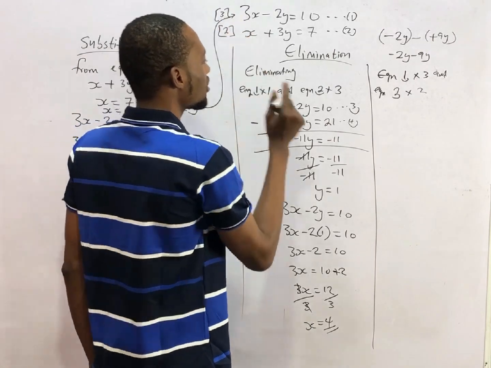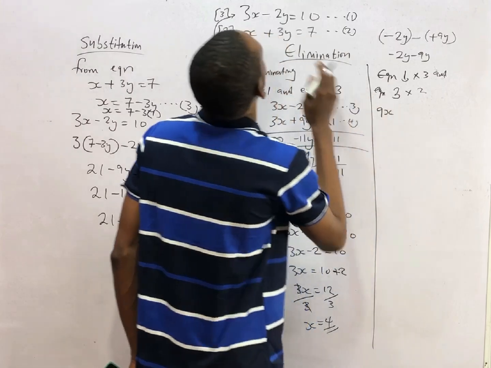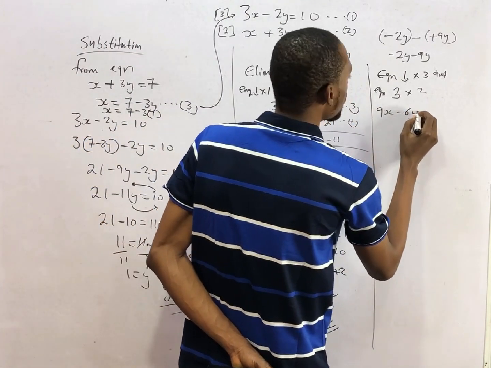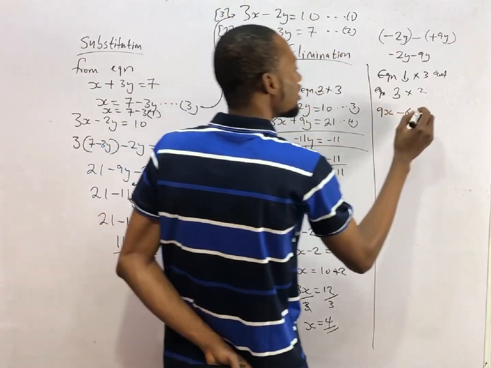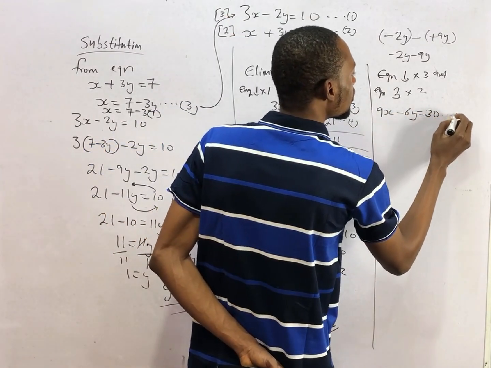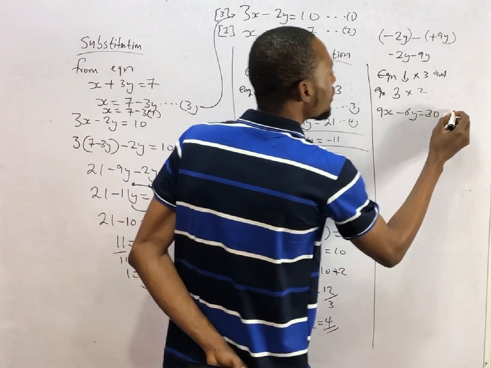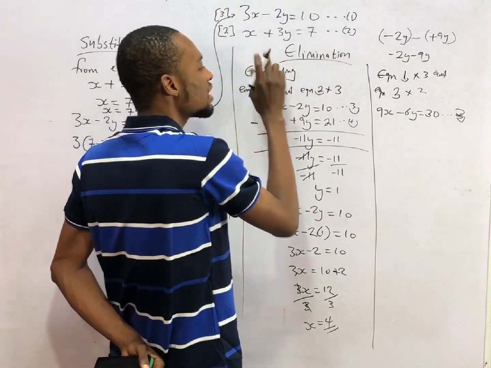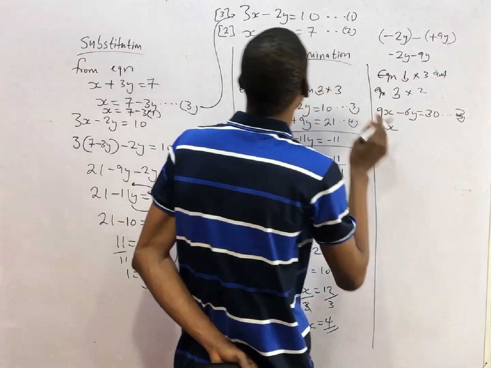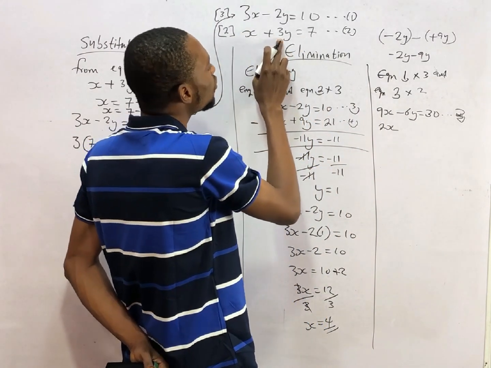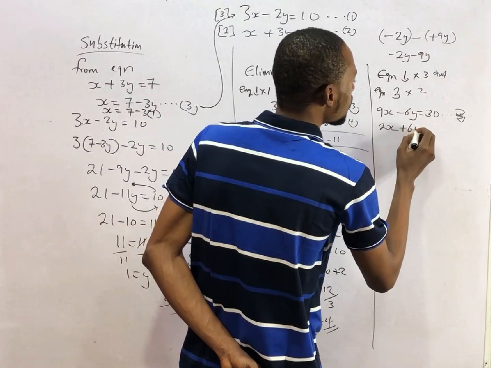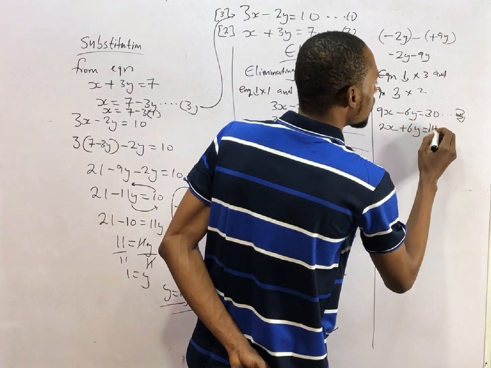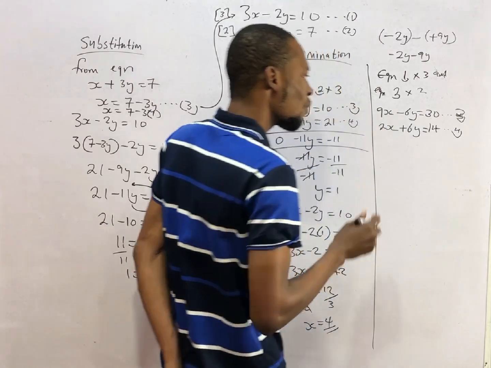3 times 3s is 9s. 3 times minus 2y is minus 6y equals 3 times 10 is 30. Call this equation 3. 2 times equation 2. 2 times s is 2s. 2 times plus 3y is plus 6y equals 2 times 7, 14. Call this equation 4.